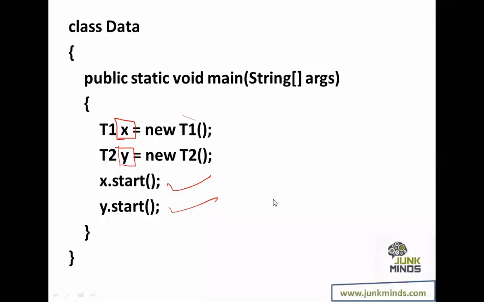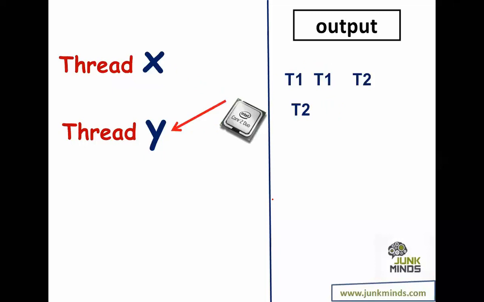Now, in this program, if you type and get this output, what we are expecting is that you'll get some combinations of T1 and T2, something like this. But the fact is, when this program runs, you'll get all T1s together, followed by all T2s. Now that is what is happening. But then, if this is the output, then the whole concept of multi-threading that we've discussed is lost.